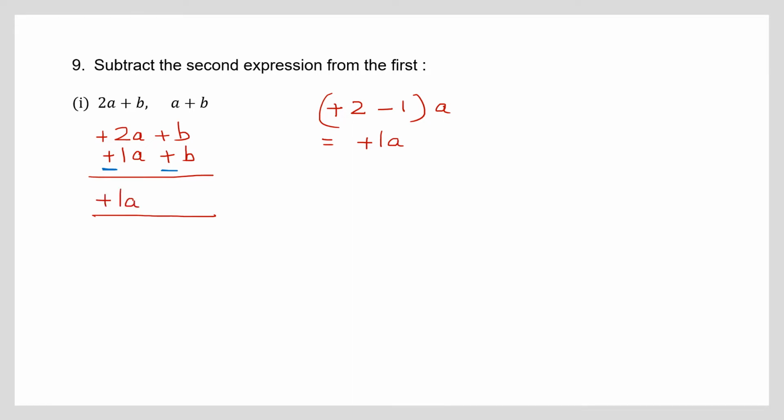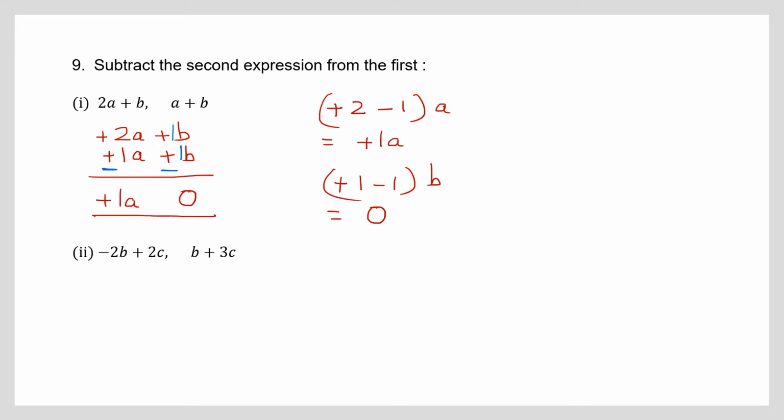Now let's go to the next one. There are no numbers here, so let me write 1 and 1. So here we have plus 1 minus 1b. Plus 1 minus 1 is 0. So let me write that down as 0. Next one.